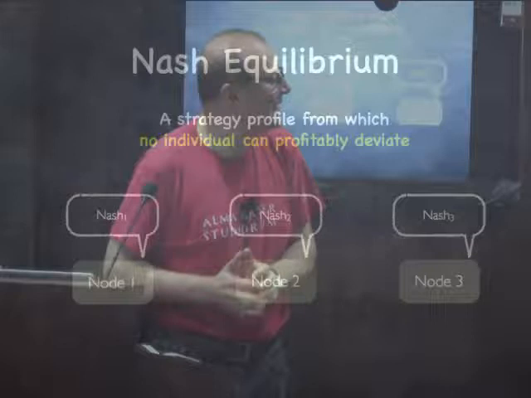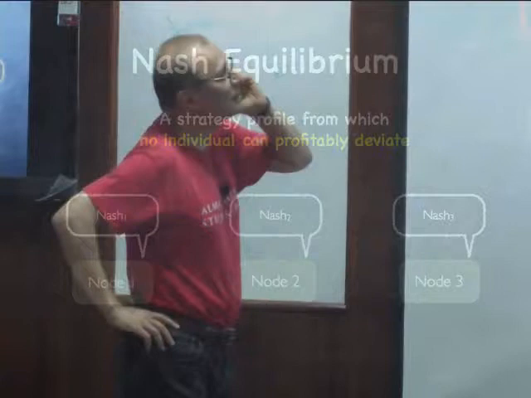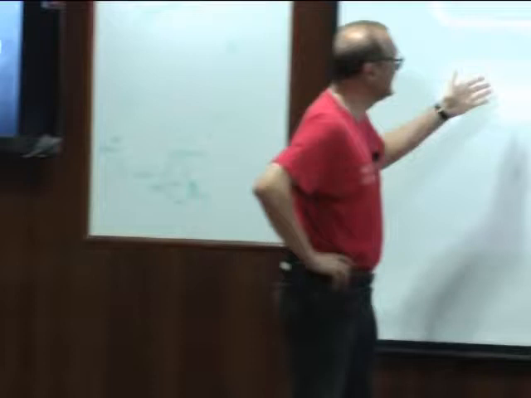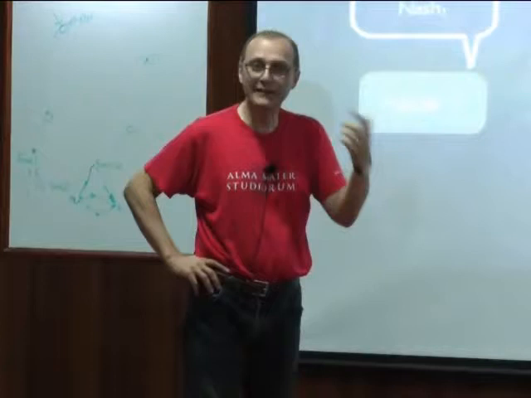It's time now to discuss the problem. It's time to get back to this notion of Nash equilibrium that I was waving my hands about before. It is a strategy profile from which individual nodes have no interest in deviating. So you can imagine that I start from a situation in which there is some strategy profile that I'm going to call the Nash strategy profile.